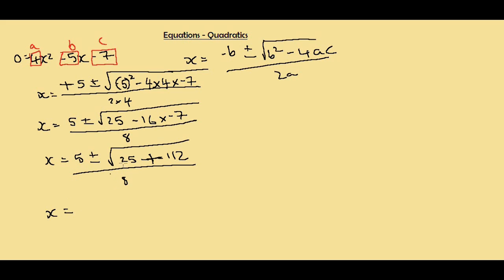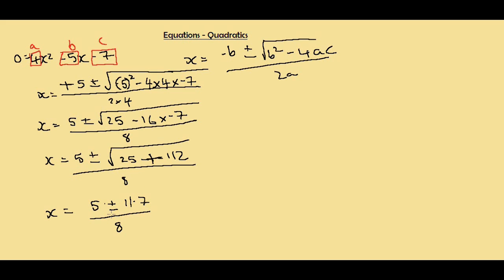And next step, just simplify this whole square root bit. So 25 plus 112 is 137, and the square root of 137 is 11.7. So we say plus or minus 11.7, and we're dividing by 8. So now we've kind of simplified all this down by working with the numbers.